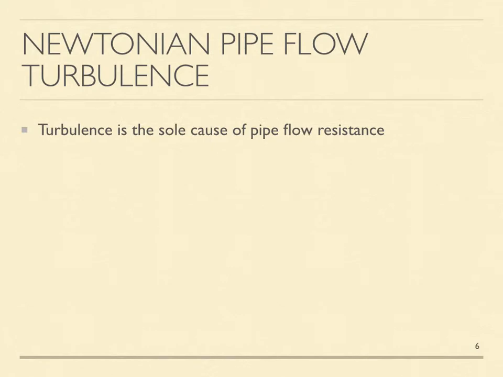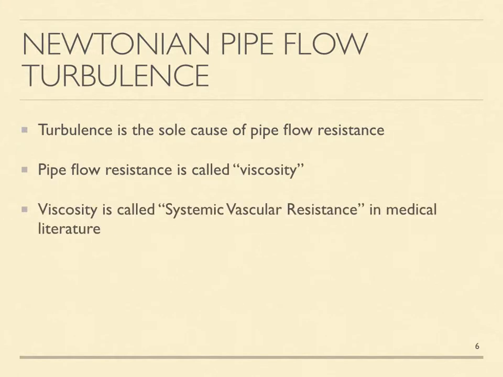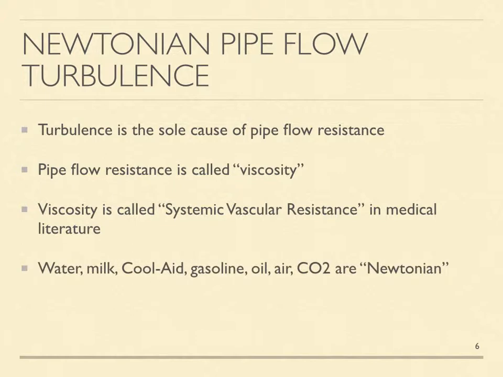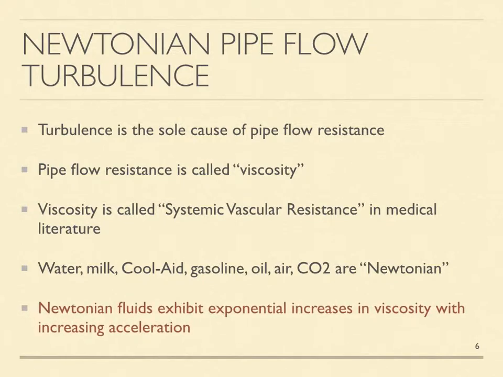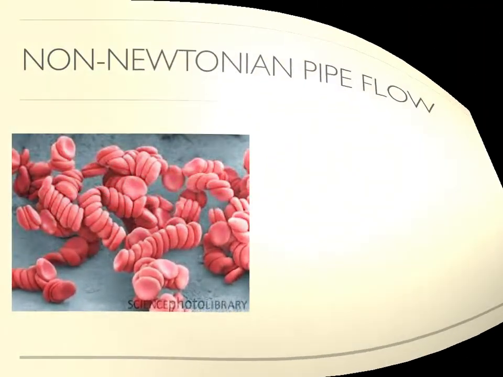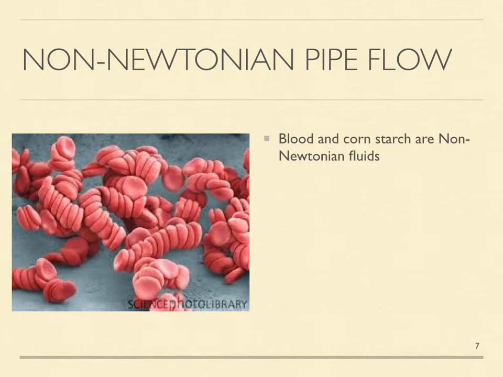Turbulence is the sole cause of pipe flow resistance, which is called viscosity. In medical literature, blood viscosity is customarily called systemic vascular resistance. Most common liquids, fluids, and gases such as air, carbon dioxide, water, milk, Kool-Aid, gasoline, oil, and so forth are called Newtonian fluids because they exhibit exponential increases in viscosity with increasing acceleration. Blood and cornstarch solutions are non-Newtonian fluids because they exhibit exponential decreases in viscosity with increasing acceleration.